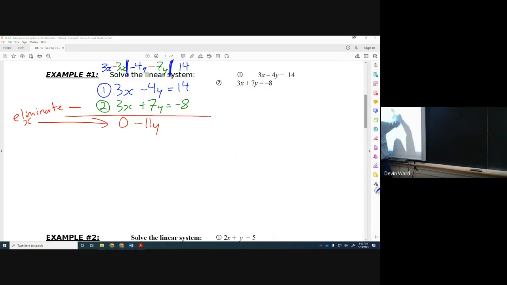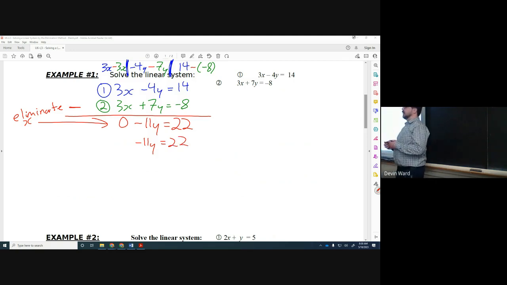And then we will have 14 minus negative 8. So we add them, exactly. What would 14 plus 8 be? 22. Okay, so then we don't really need a 0, so we're just left with negative 11y equals 22.